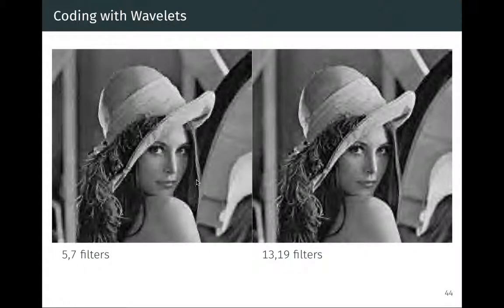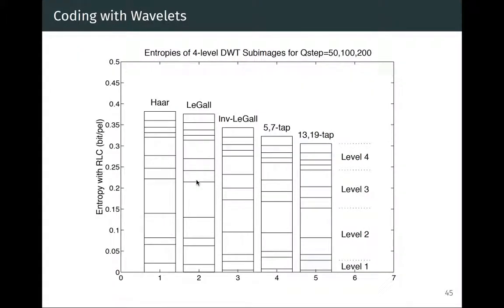And this is the 5.7 filters and 13.19 filters shown here. All right, so usual graphs you have seen. So we're looking at 5 different types of compression.